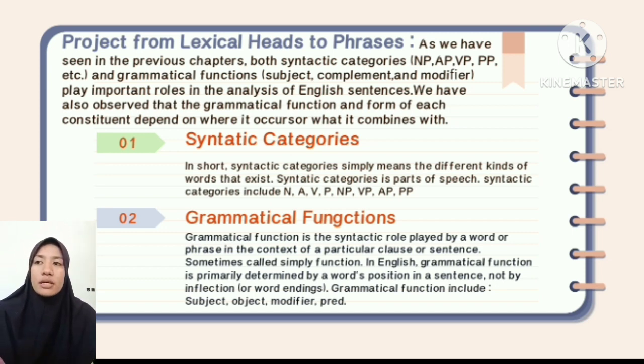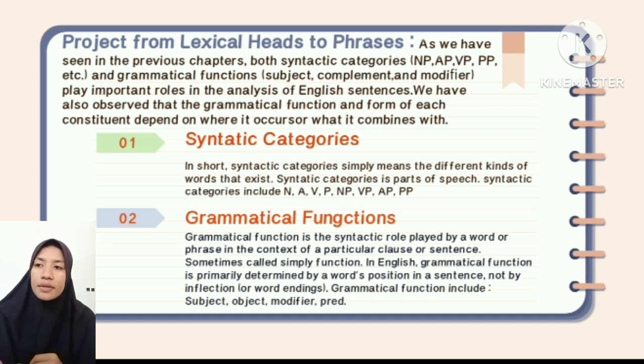Next, I want to explain about the projection from lexical heads to phrases. As we have seen in the previous chapter, both syntactic categories, NP, AP, VP, PP, and grammatical functions, subject, complement, and modifier, play important roles in the analysis of English sentences. We have also observed that the grammatical function and form of each constituent depend on where it occurs or what it combines with.